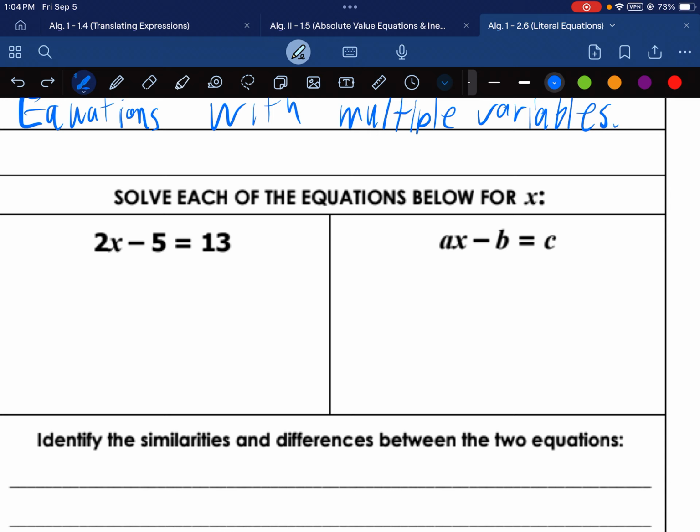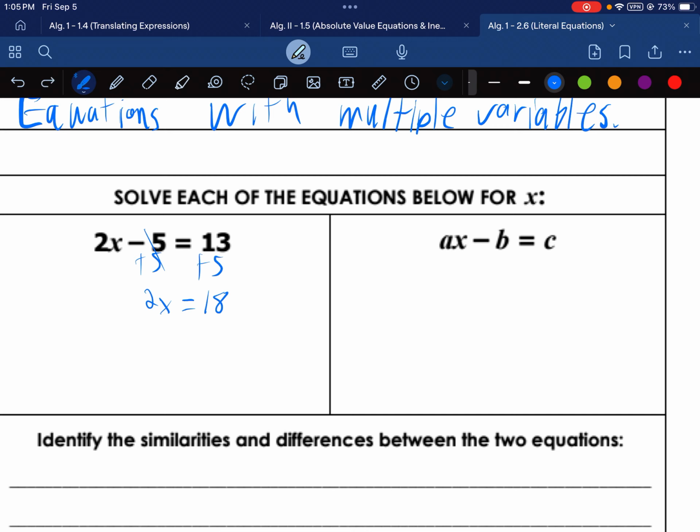So here if we were to solve this one, our first step would be to undo the subtraction. If we were to solve for x, we undo the subtraction by adding 5 to both sides. And so we end up getting negative 5 plus 5 is 0, and so we have 2x plus 0, which is just 2x. And on the right side, we can combine 13 and 5 and get 18.